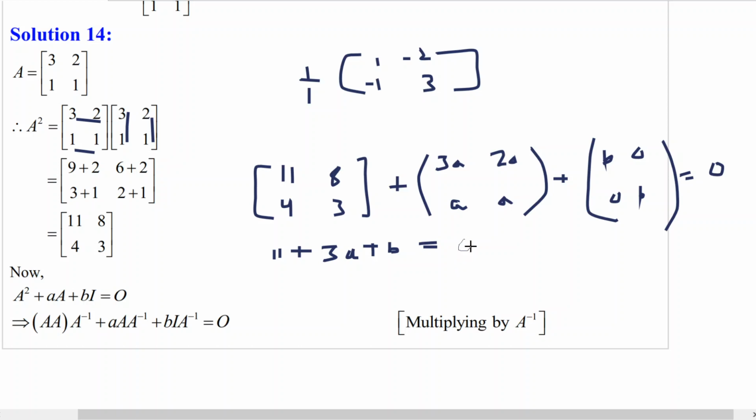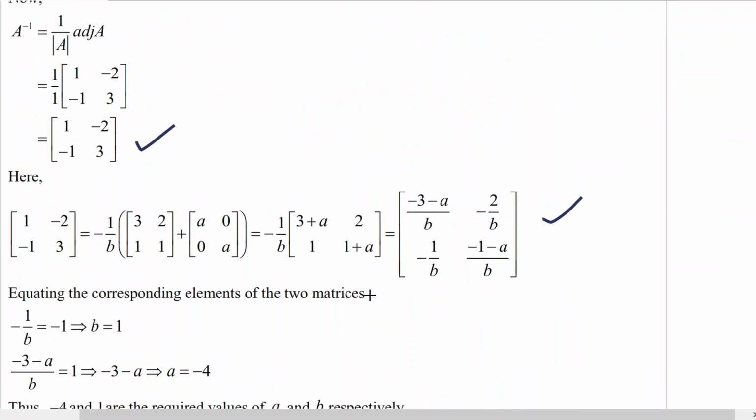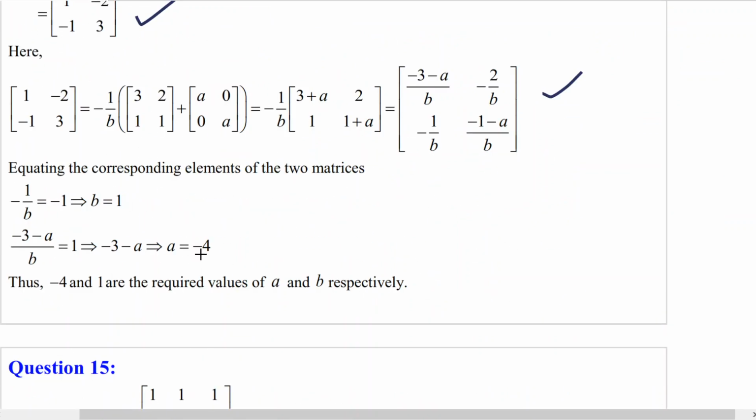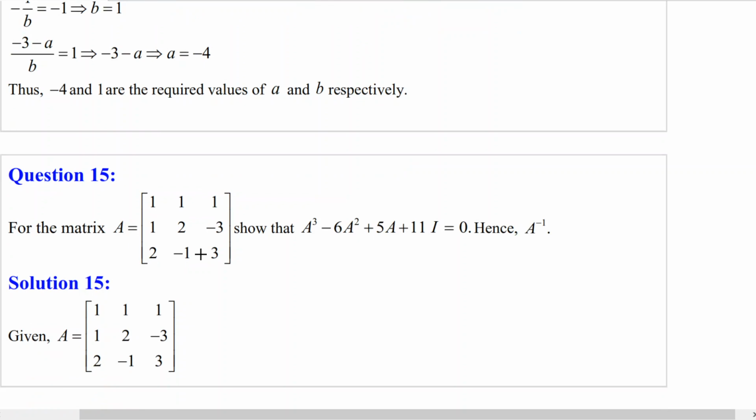So you'll get one equation, right? Then for these elements, 8 plus 2A plus 0 is equal to 0. So 8 plus 2A is equal to 0. It means A is minus 4. You need not be a great mathematician to know that A will be minus 4 from these elements. Once you put A equal to minus 4 here, you will get B. B is 1. Let us check our answer. See, so various methods are there of doing the same question. Whatever you like, you can do by that method. Okay, let us proceed to question number 15.